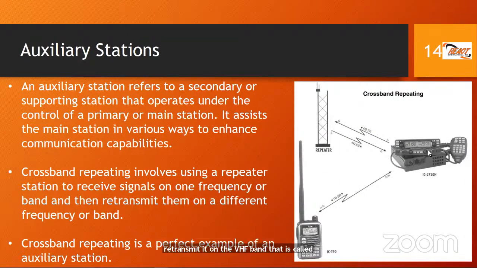So crossband repeat or crossband repeating is an example of auxiliary station operation. We don't need to know a whole lot about auxiliary station really for the exam. It comes in the exam, but we have just given a definition as to what it is and an example of auxiliary station. So crossband repeat is an example of auxiliary station operation. So you can read up this slide on your own time.